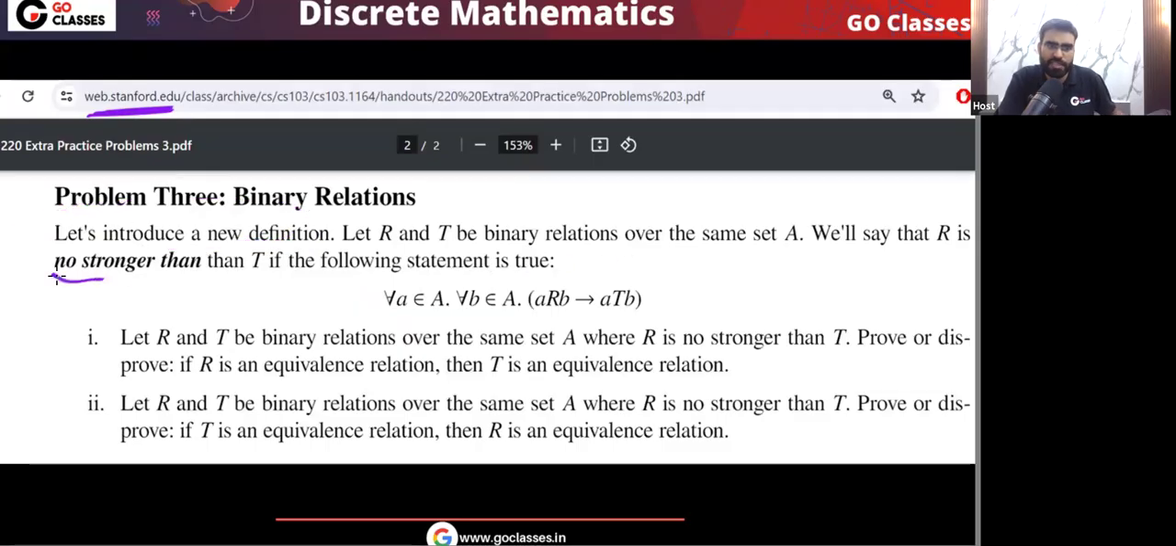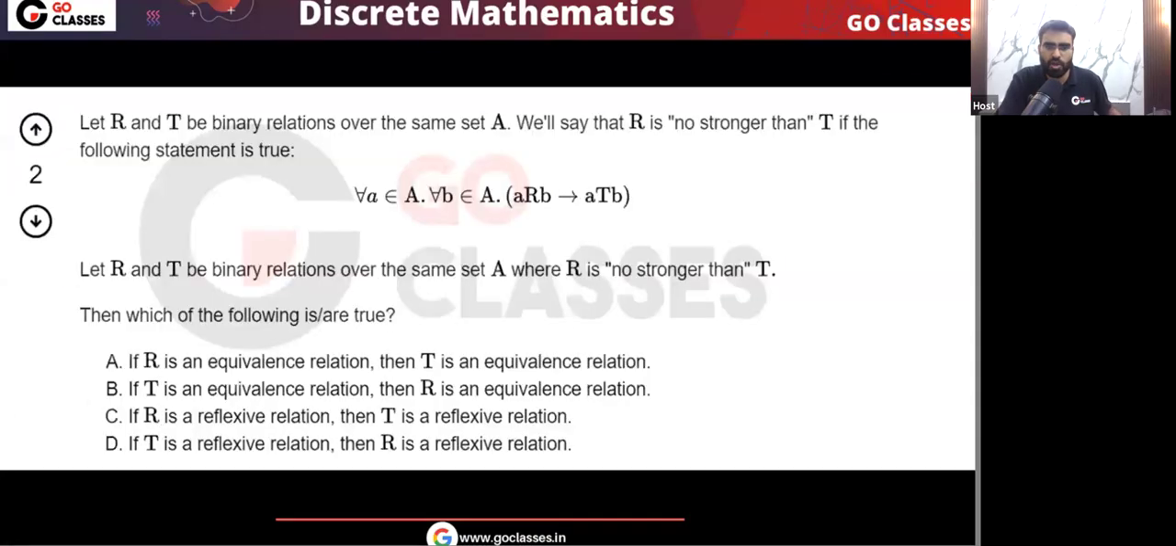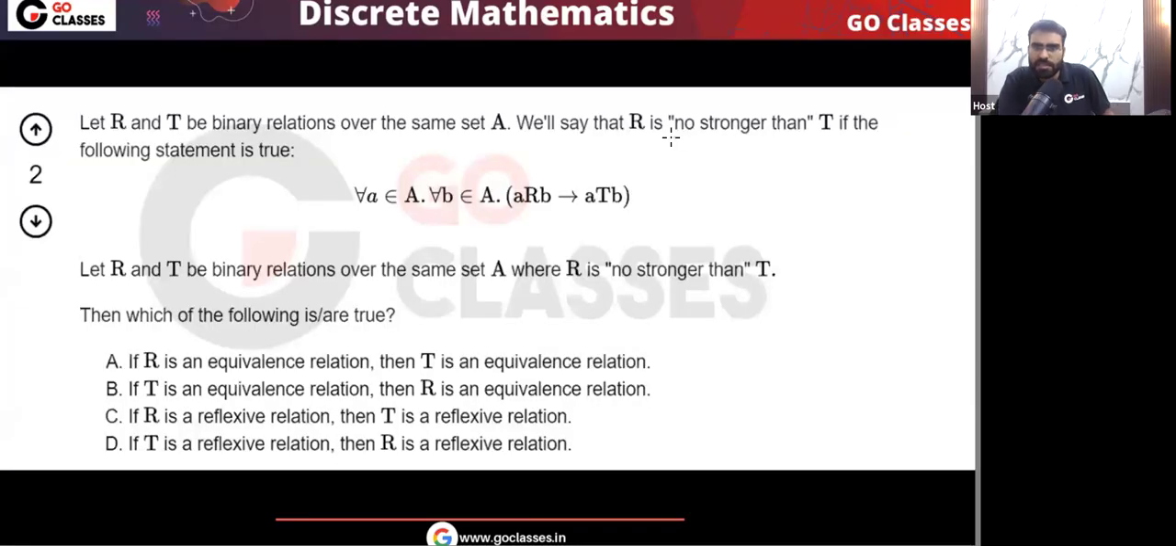They are introducing a new definition, that is, no stronger than. What are they saying? They are saying R, T are binary relations on the same set A. We will say that R is no stronger than T if the following statement is true. Okay, so this is a Stanford question. Now let's solve it. First, you understand the given definition. What does this given definition mean, no stronger than T? Okay, so let's understand this.